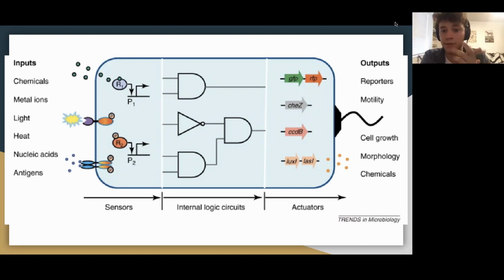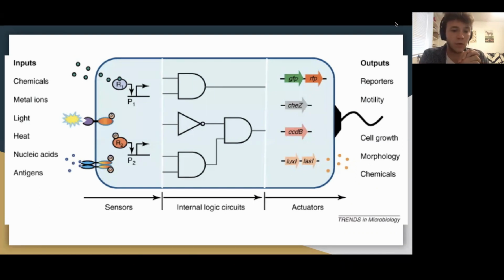There are a bunch of different outputs. You could have proteins, just general proteins. You could have proteins that are markers like GFP and RFP. You could have proteins that produce chemicals. You can be really creative with all this stuff. Honestly, I think it's kind of endless. These are puzzle pieces that you can put together in any way you want as an engineer. Just be creative. These are the basic parts.